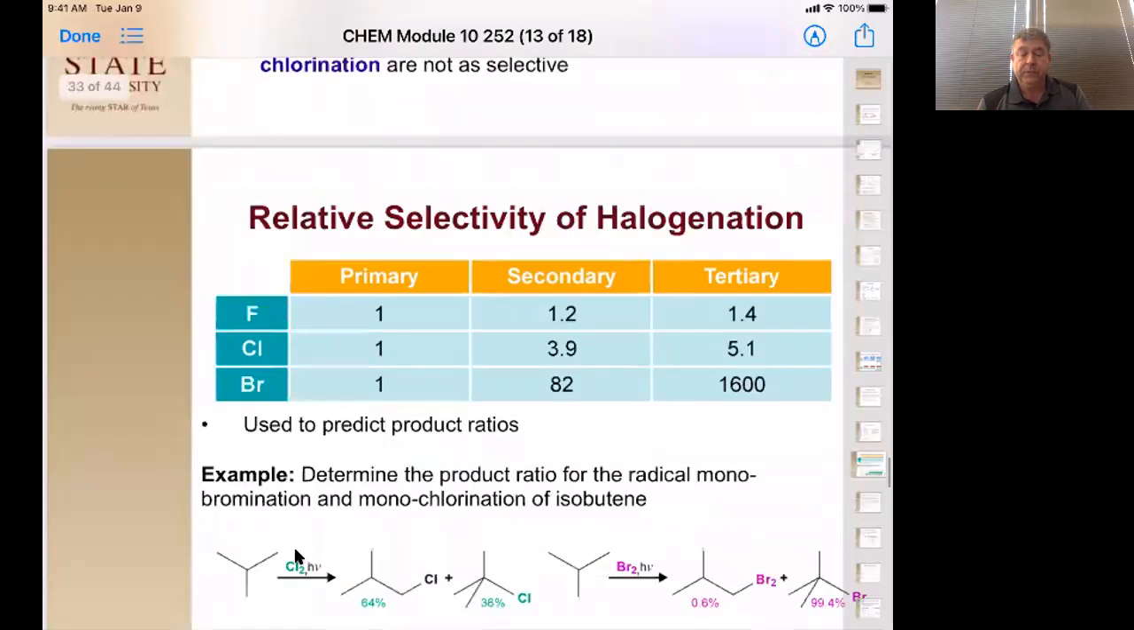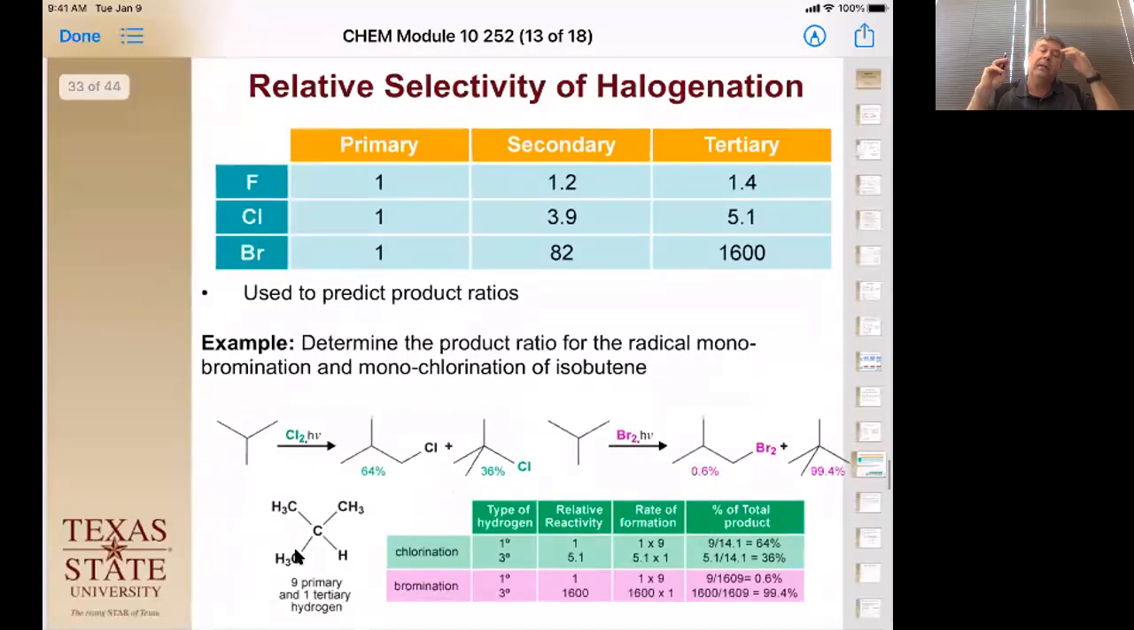Okay, so there turns out to be a relative selectivity in the halogenation reactions based on whether you have a primary, secondary, or tertiary position. And it's all about that reactivity, that transition state. So if we did relative numbers, with primary as one, for fluorine we have about a 1.1 for secondary, and a 1.4 for tertiary.